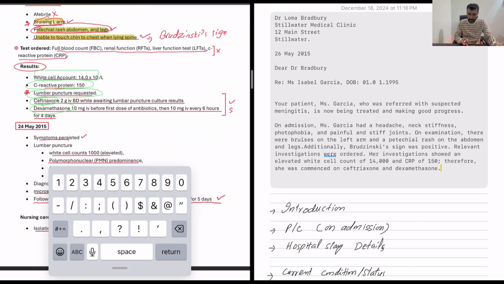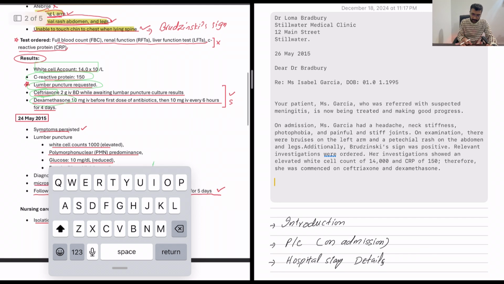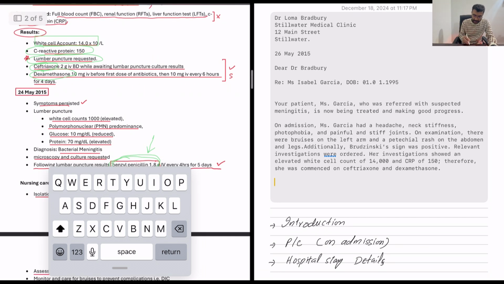Then, in the next paragraph, we will write the LP reports. After the LP reports, we change the medication, so we will make a new paragraph for them. The next date is 24 May. On 24 May, symptoms persisted.